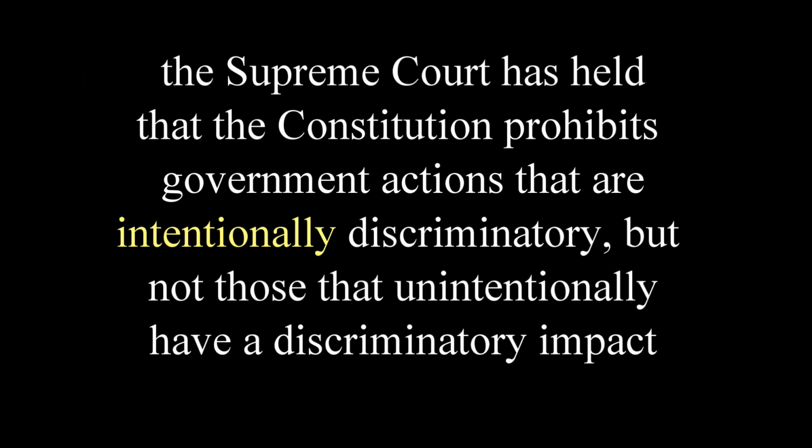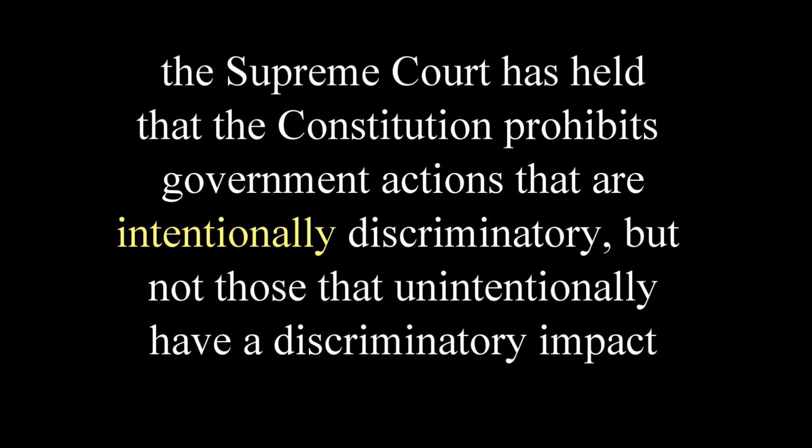For example, one of the cases about this was Village of Arlington Heights, which was about a suburb that had a zoning ordinance that prohibited the construction of multifamily housing facilities, such as apartment buildings. The Supreme Court said that even if this clearly had the effect of limiting the socioeconomic and racial diversity in that area, it would not be unconstitutional unless it was intended to be racially discriminatory.